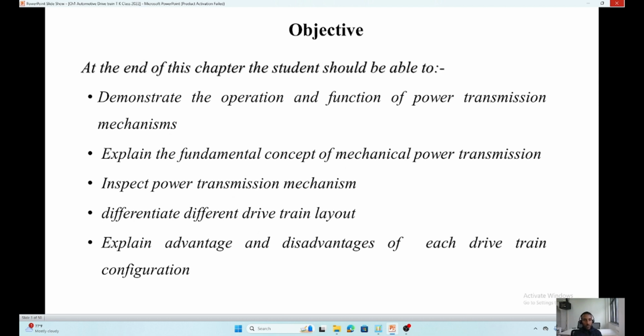The overall objective of the course is that at the end of this introduction to power transmission mechanism course, you must be able to demonstrate the operation and function of power transmission mechanisms. You must explain the fundamental concept of mechanical power transmission, and you must inspect power transmission mechanisms. Also, you must differentiate different drivetrain layouts from the given ones, and explain the advantages and disadvantages of each drivetrain configuration.